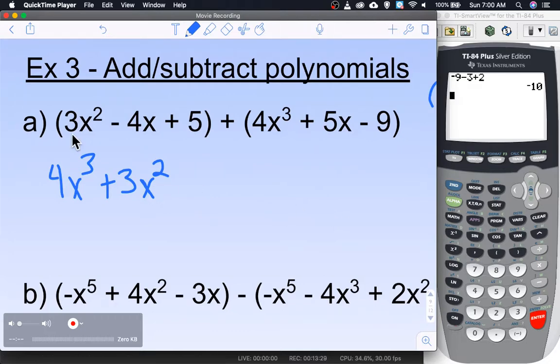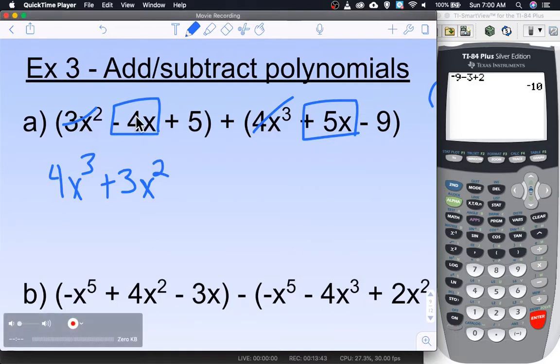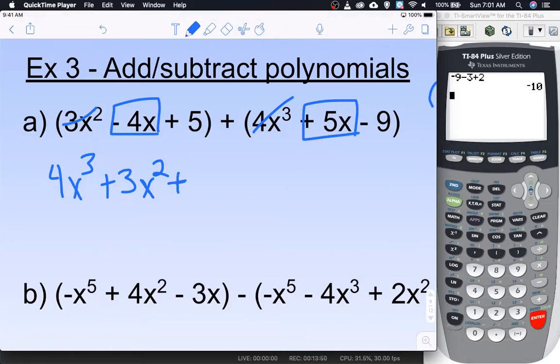All right, so we did x to the second power. So we've kind of used him up. Next would be x to the first power. I've got two of those. I've got this x to the first power and this x to the first power. So let's add them together. Negative 4 plus 5 is 1x. If you want to put the 1, you can. It's not needed.